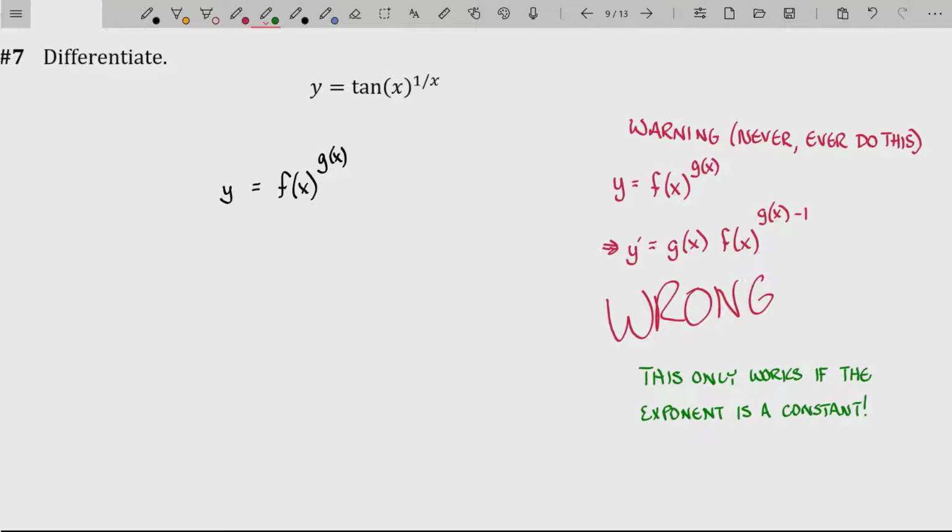I see it all the time. Even though I say this, I still see it all the time. And it's basically 100% wrong. There's no partial credit that can be given if you do that.